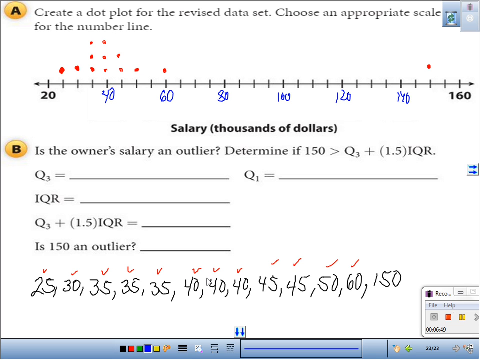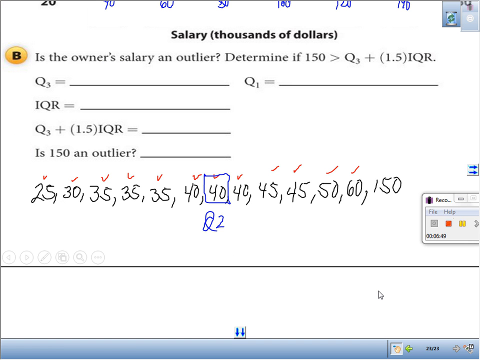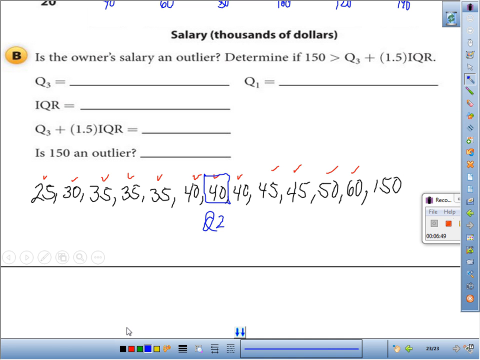Okay, so I heard the majority say 40. So yes, it's this 40 right here, and underneath I'm going to label that Q2. That's quartile 2. I'm going to move a little bit down so you can see it right there. Okay, here we go. Next.